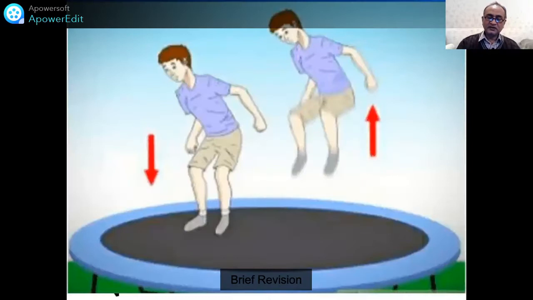So what is today's topic? Trampoline. Right? The weight of this guy can only be balanced if the surface of the trampoline is being stretched, right? So what is the point over here?